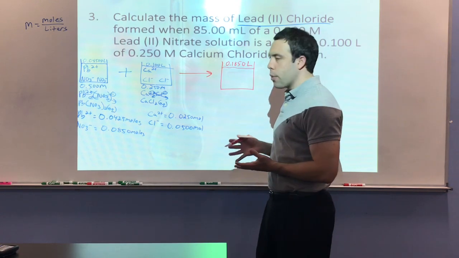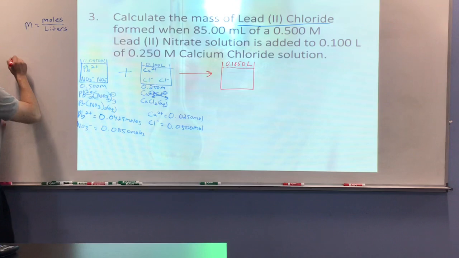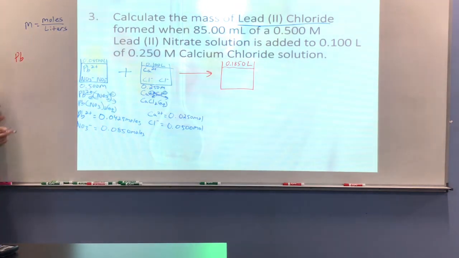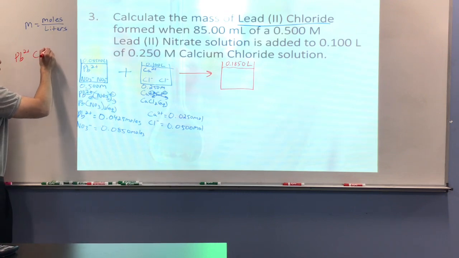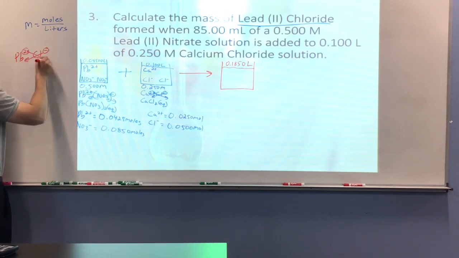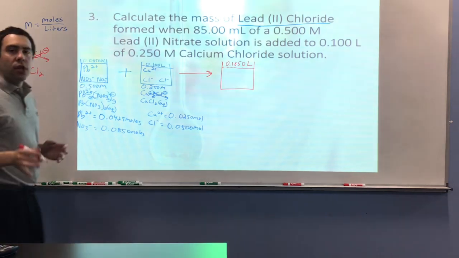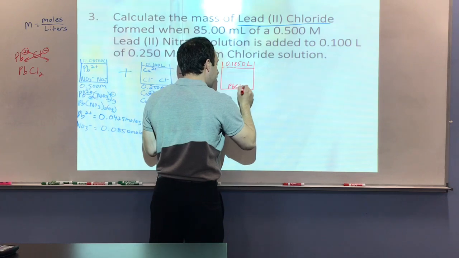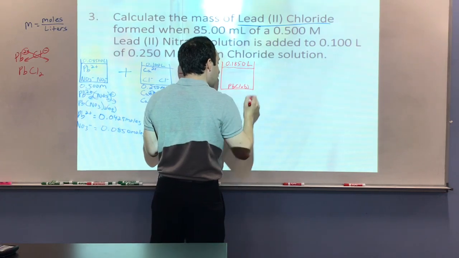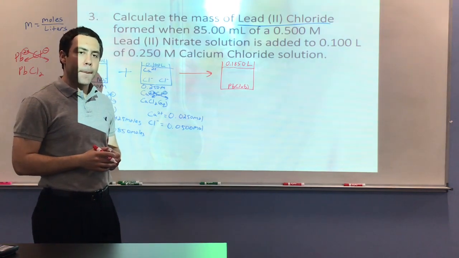But before we go any further, we have to figure out what lead 2 chloride is. Lead 2 has a charge of 2 plus. Chlorine, once again, has a charge of 1 minus. When we crisscross, drop, swap, we get PbCl2. So PbCl2 solid will be sitting at the bottom of the beaker as the precipitate.